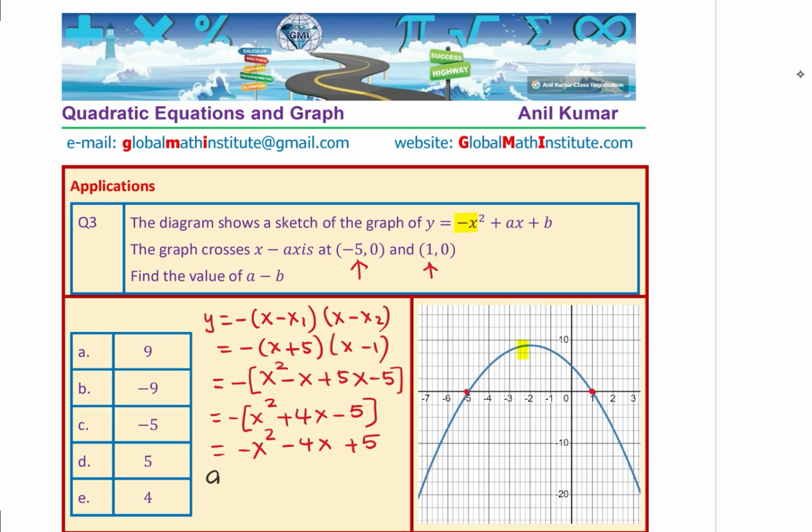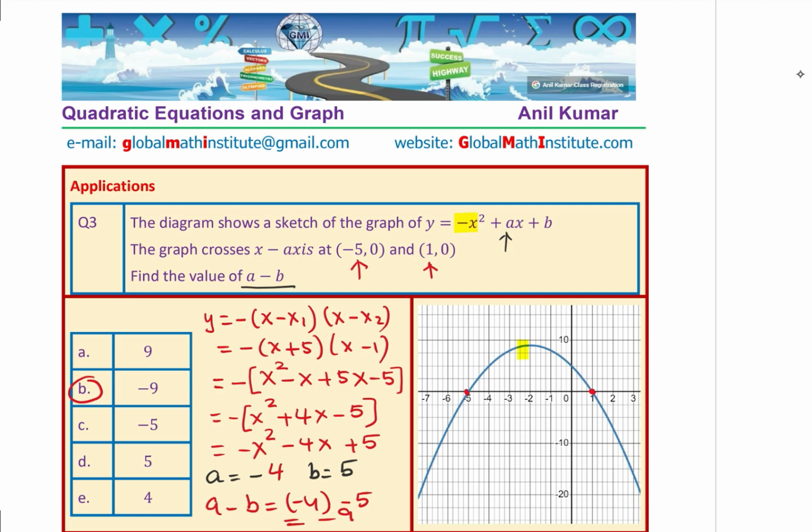Now what is the value of a and b? A, as you can see from here and compare, a is minus 4, right? And b is equal to 5. And now you can answer what is a minus b. So a minus b will be equal to minus 4 minus 5, right? So which is minus 9. Do you see that? So option B is the right option.